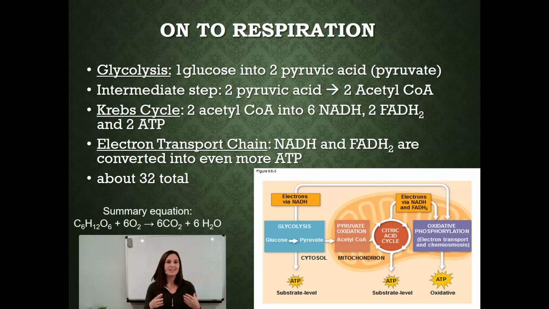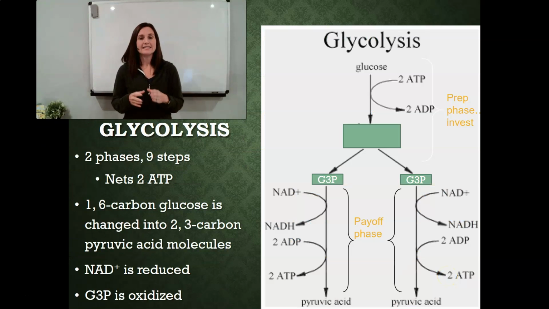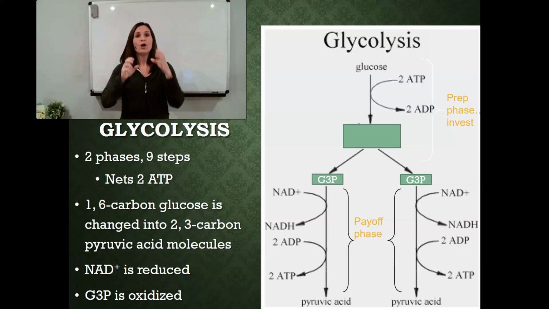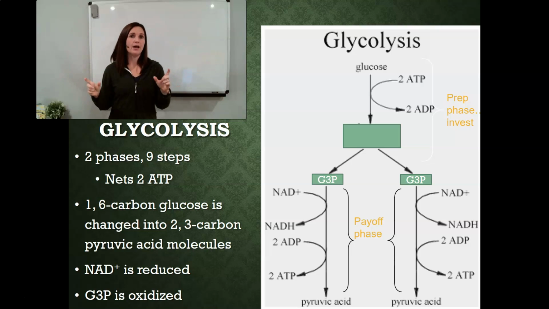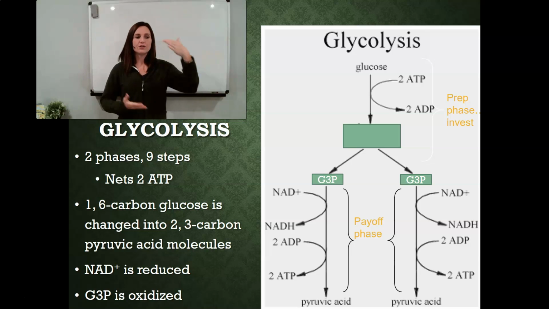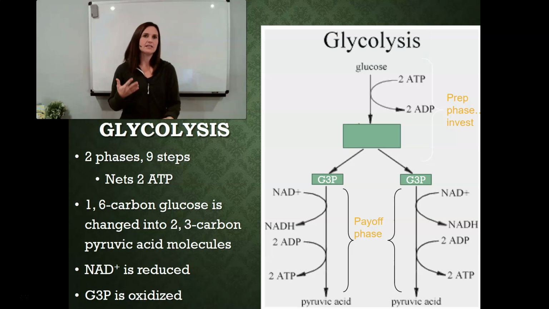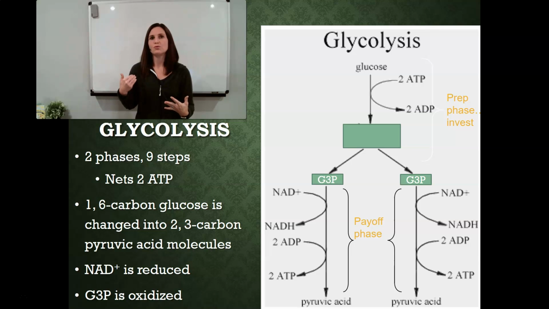So we're going to look at each one of these phases and break it down into what specifically is happening in each of those phases, one at a time. Beginning with glycolysis, we're going to see how glucose gets broken into two G3P molecules. Glycolysis is in two phases. The first phase is called the preparation or the investment phase, and the second phase is called the payoff phase. In the first phase of glycolysis, glucose is broken into two G3Ps, and this requires two ATPs.